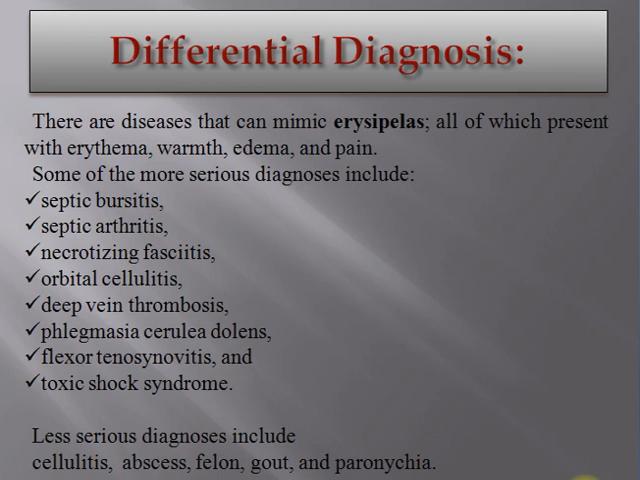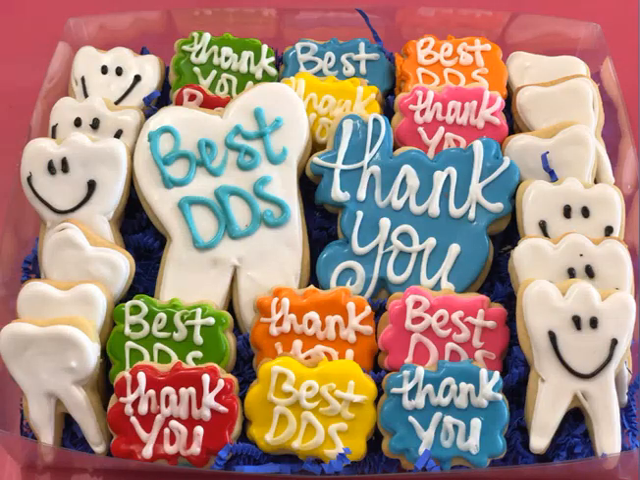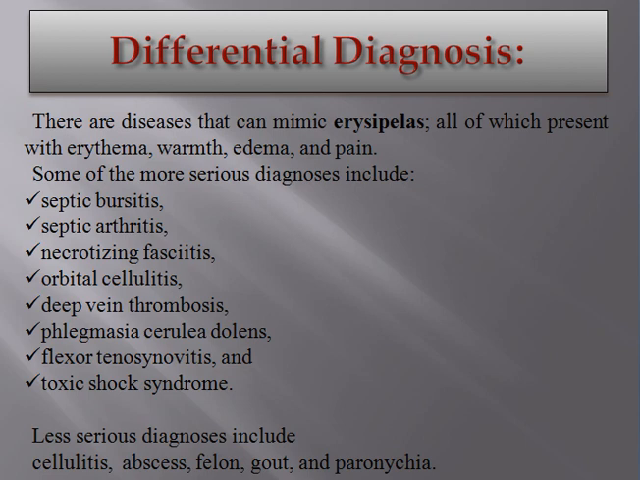There are diseases that can mimic erysipelas on this slide, all of which present with erythema, warmth, edema, and pain. Some of the more serious diagnoses include septic bursitis, septic arthritis, necrotizing fasciitis, orbital cellulitis, deep vein thrombosis, phlegmasia cerulea dolens, flexor tenosynovitis, and toxic shock syndrome. Less serious diagnoses include cellulitis, abscess, gout, and paronychia.